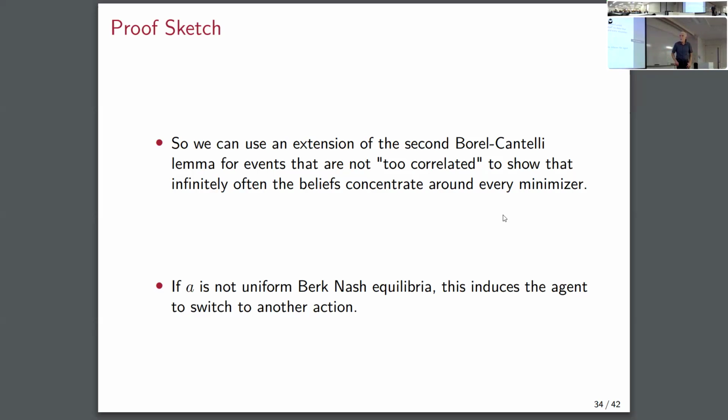But then if A is not a uniform Berk-Nash equilibrium, then it's not a best response to every minimizer, and beliefs are sometimes at this minimizer, sometimes at that one. At some point the agent just stops playing A. So then we couldn't converge to A. If we're going to converge to A, A has to be a best response to every minimizer, because each one could sometimes be the unique minimizer.